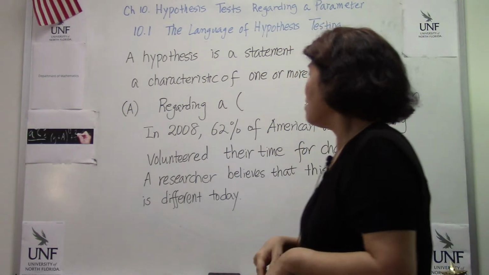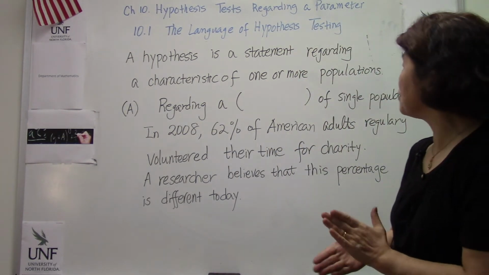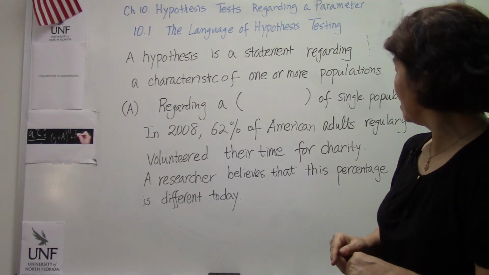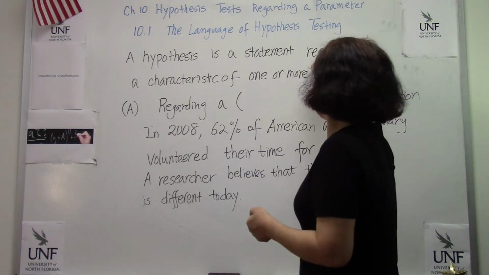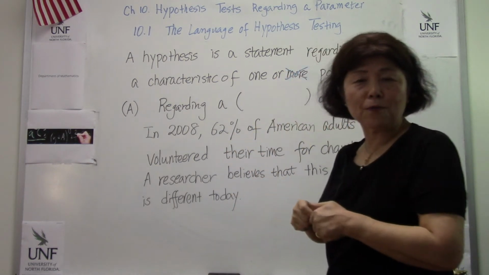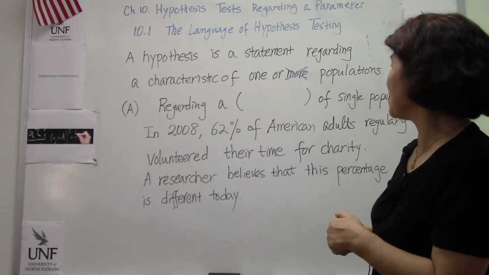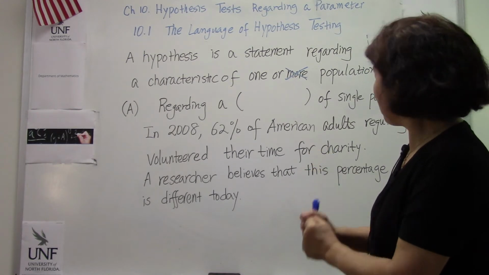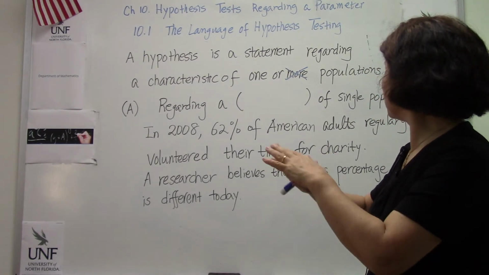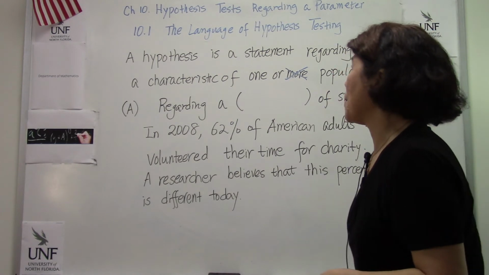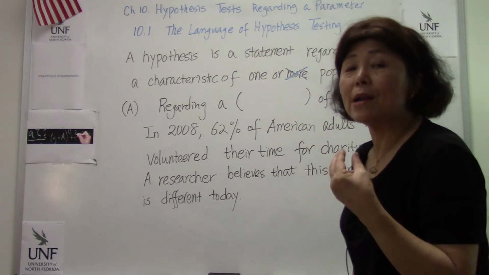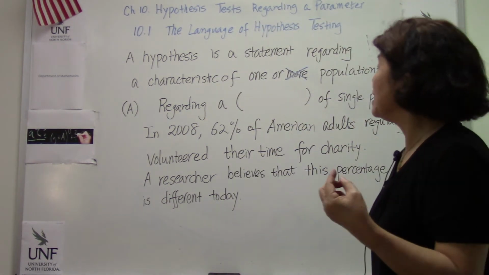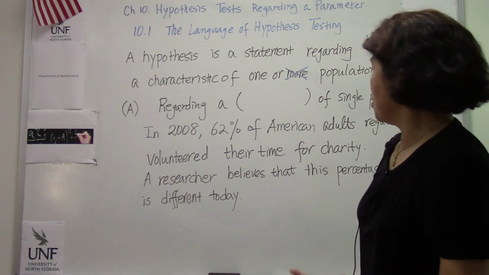So first, a hypothesis is a statement regarding a characteristic of one or more populations. Well, one population is enough for STA 2014. So we are going to talk about a characteristic of just one population. This parameter could be a population proportion, or population mean, or population standard deviation. Those parameters we learned before.